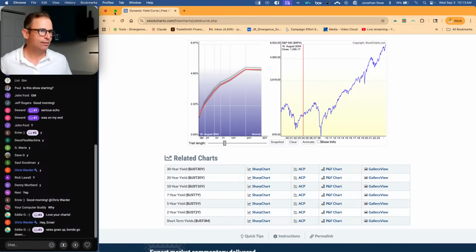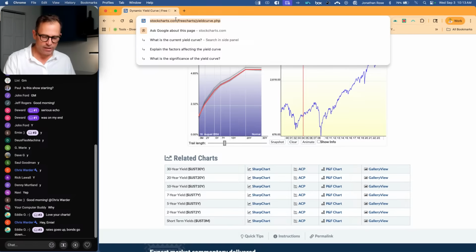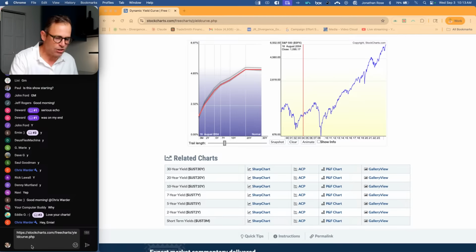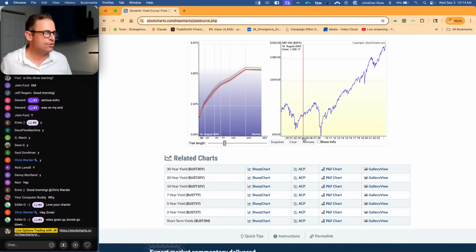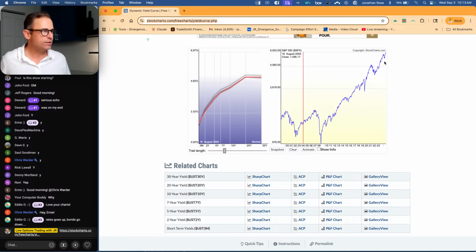Okay? All right. I hope you learned something, guys. I'm going to share this. This is called Stock Charts. They have a really great dynamic yield curve that I encourage you to play around with, because right now we are beginning another tightening cycle. Who knows how long it's going to last, but what we want to do is go back and see how the market has performed when the Fed has moved rates in the past.